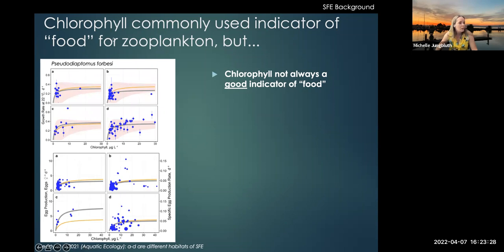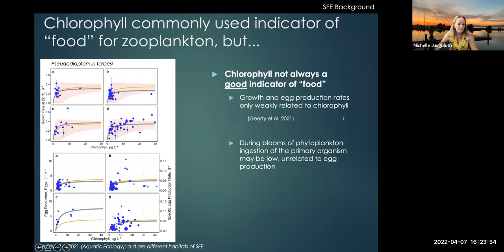2021, which was sort of a meta-analysis of work in the Kimmerer lab over the years, looking at chlorophyll levels as compared to the egg production and growth rates that were measured for one of the dominant copepods, Pseudodiaptomus forbesi. And they found that growth and egg production rates are only very weakly related to chlorophyll. I don't know if I would call that a relationship. It's very weak. There's not a clear relationship between them.